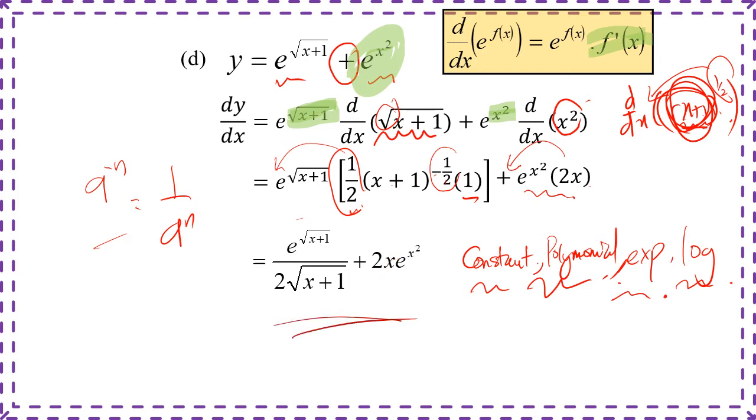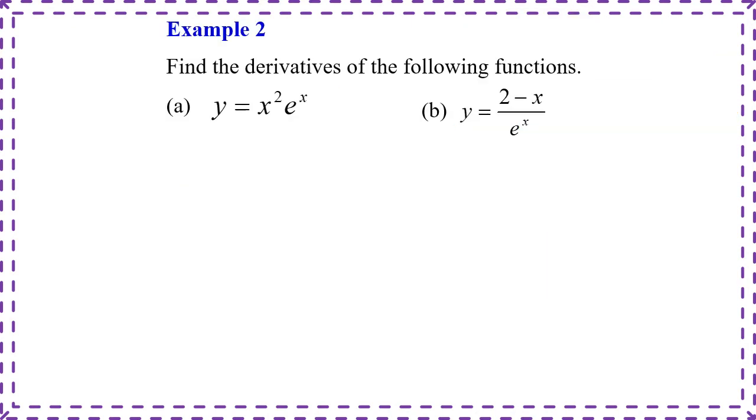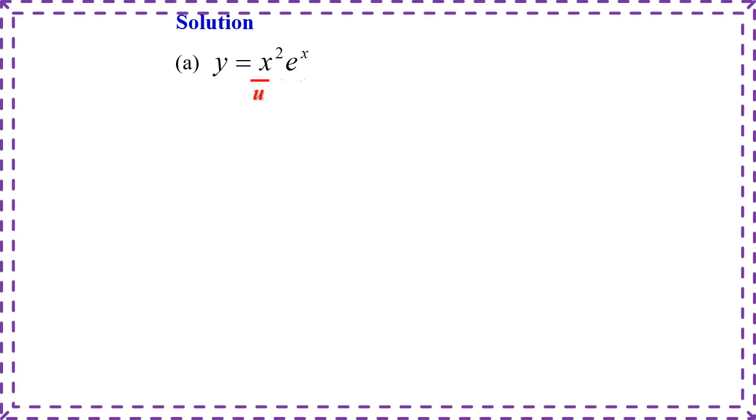Okay, done. Now example 2, find the derivative of the following function. For a, we have y equal to x squared multiplied by e to the power of x. And then for b, we have y equal to (2 minus x) all over e to the power of x. For this one, it's not only exponential, but we have multiplication with a polynomial in terms of x. So what we need to do? This is multiplication between two terms, so we need to apply the product rule.